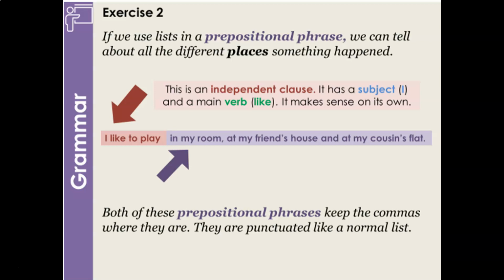If we use lists in a prepositional phrase, we can tell about all the different places that something has happened. So let's look at the example here. I like to play in my room, at my friend's house, and at my cousin's flat. The first part, I like to play, is an independent clause. It has a subject, I, and the main verb, like, so it makes sense on its own. The last part of the sentence, seen here in purple, is the prepositional phrases in my room, at my friend's house, and at my cousin's flat. And we can see that they're punctuated just like a normal list.